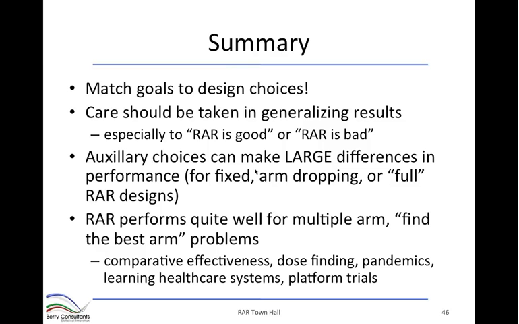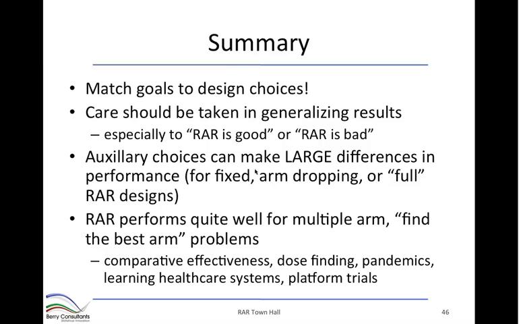So conclusions like RAR is good, or RAR is biased, or RAR loses power, all of those depend on what the situation is. The auxiliary choices can make large differences. We saw in the two-arm case, for example, the bias disappears if you do RAR a particular way. And of course, if you do RAR a particular way, eliminating the bias, potentially you're not treating patients in the trial as well. It's all the design process to take those trade-offs.